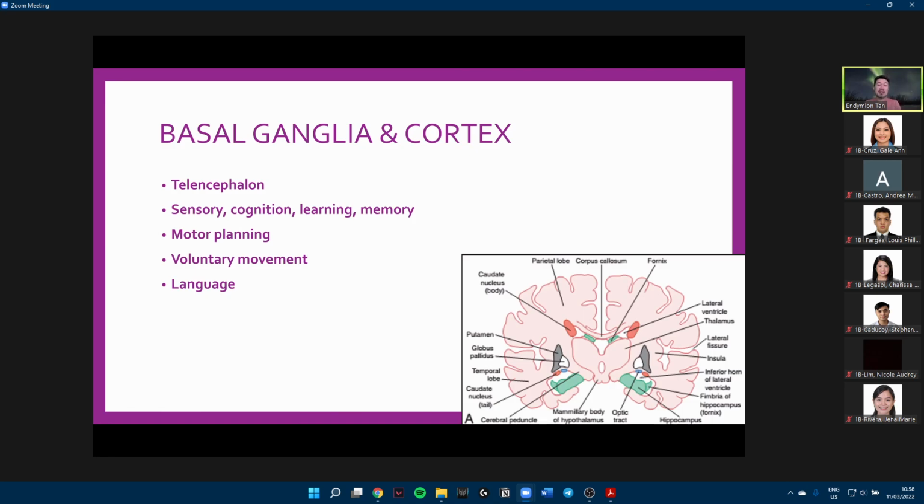The cortex, of course, will help you in memory, learning, cognition, and voluntary movement. I told you earlier, you can kick your classmate because you have an intact spinal cord, but you will not do it because the cortex would voluntarily tell you not to do it because it is wrong. So you have free will from your cortex. And very important is language. If you have no brain, no cortex, no language center, you cannot understand. And language is very important, especially in the dominant hemisphere of the brain. If it is damaged, you can have problems in language.